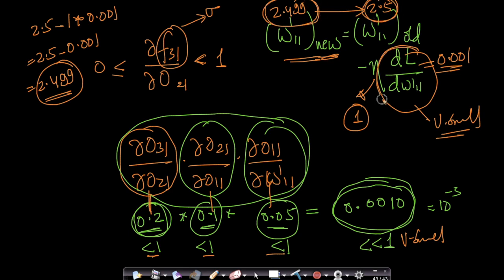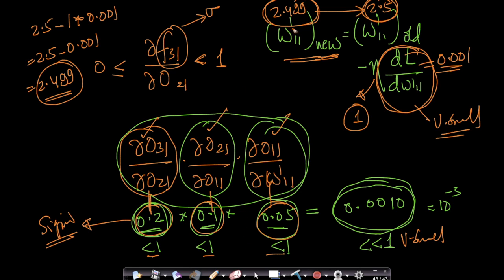Your new weight is very, very close to your old value because your derivatives are small. Why are your derivatives small? Because each of your individual derivatives that you're multiplying as part of the chain rule is less than 1. Right? And why are these less than 1? Because of sigmoid. Because of sigmoid activation. You understand the logic here?